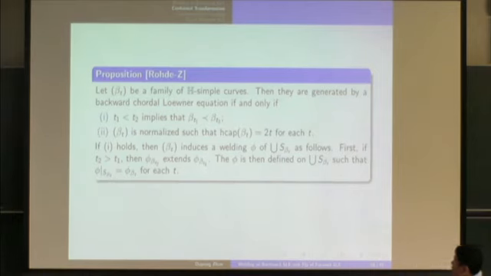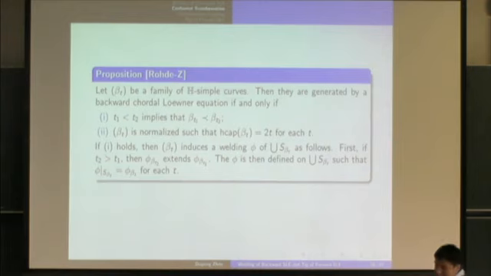Here's a proposition. It's not difficult. Let beta_t be a family of H simple curves. Then they are generated by a backward Loewner equation if and only if t1 less than t2 implies that beta_t1 is a quotient hull of beta_t2, and t is normalized so that the half plane capacity of beta_t equals 2t. If the former holds, then the family beta_t induces a welding of the union of S_beta_t as follows.